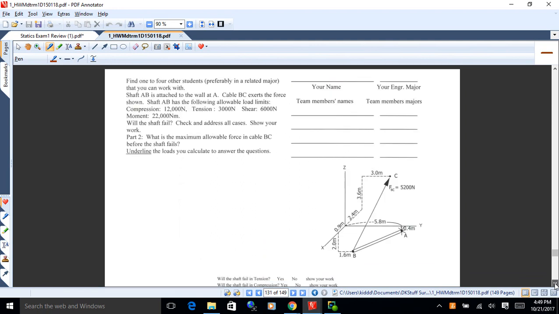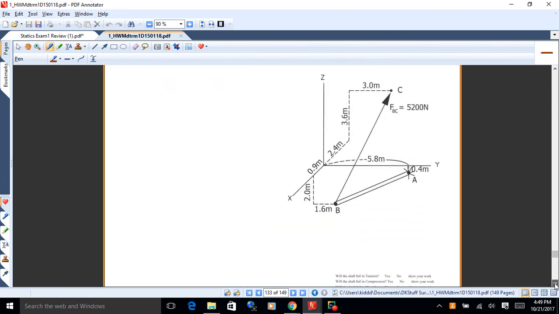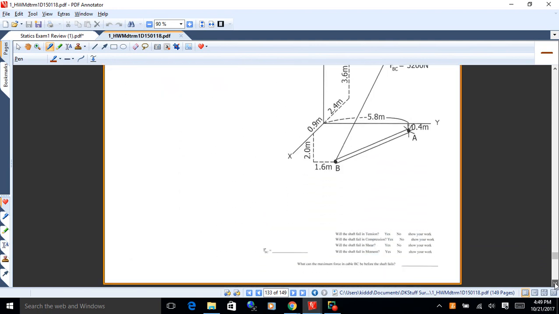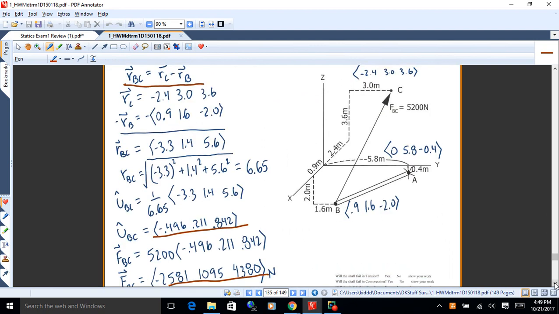So we went through a bit of that before. What you need to do first is get a position vector from B to C. Take the square root of the sum of the squares of the position vector, make it a unit vector from B to C, and scale it up by the 5200. That'll get you the force vector right here.